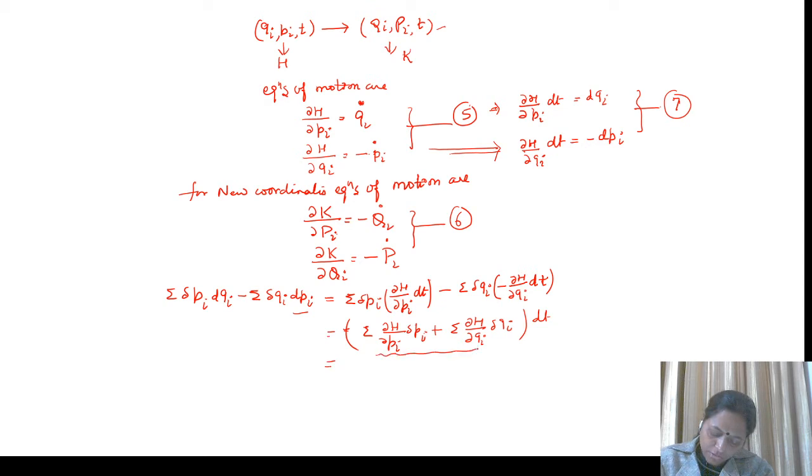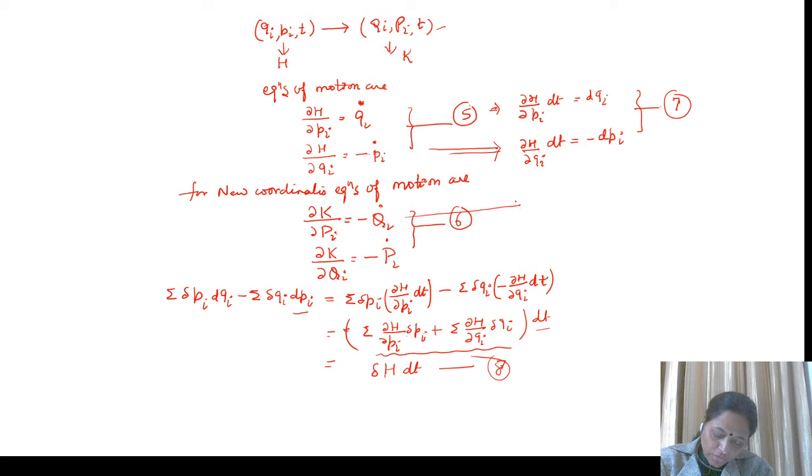What is this? This is the variation of H with respect to delta, because H is a function of small p. So variation of H: derivative of H with respect to q, delta qi, plus derivative of H with respect to p, delta pi. So as a whole, this is delta H and this dt. So this is one side.